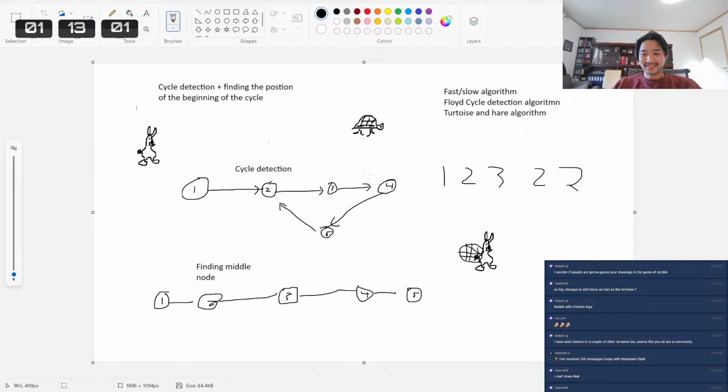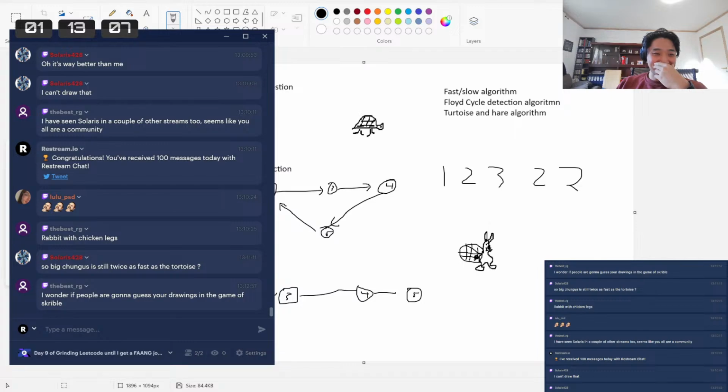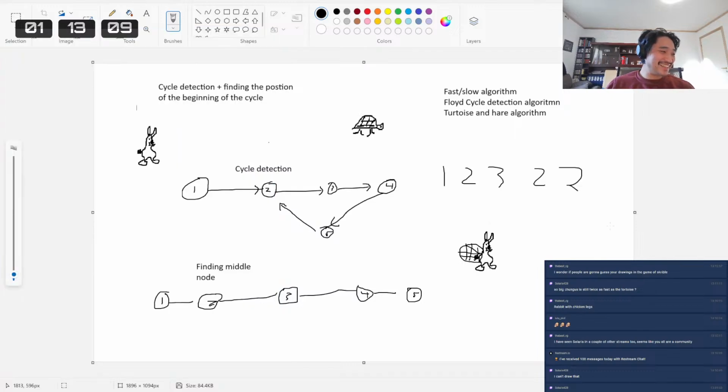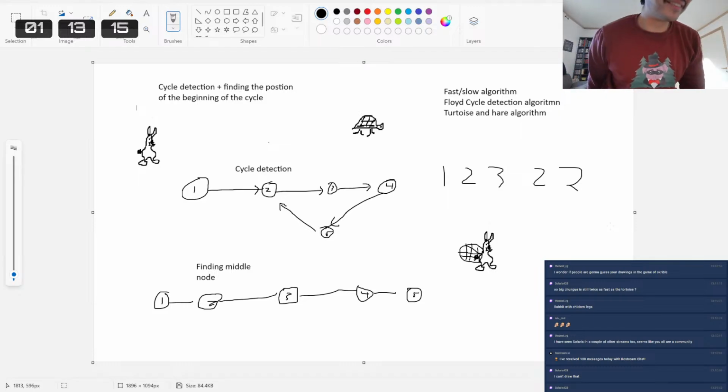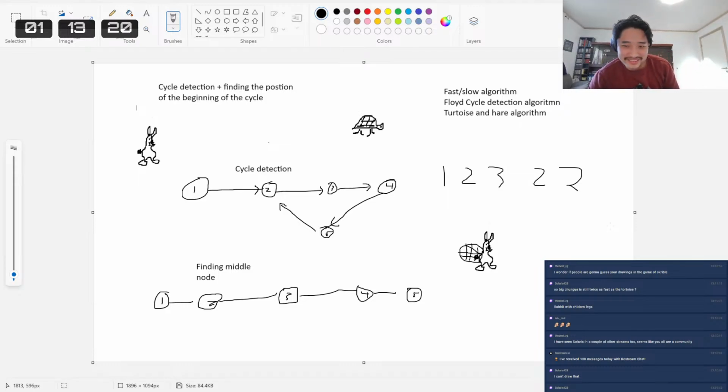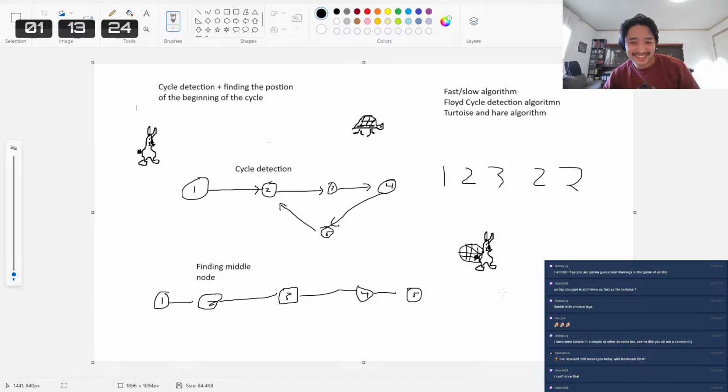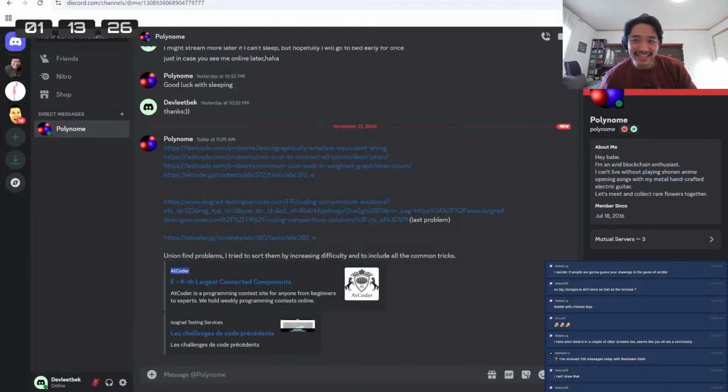I wonder if people are gonna guess your drawings in the game of Scribble. Dude, the worst part is I'm pretty good at Scribble, like with my friends. All of them understand what I'm saying. And I'm also great at guessing their things, so that might be the issue. You wanna play a game of Scribble, Ego? Just like as a break.